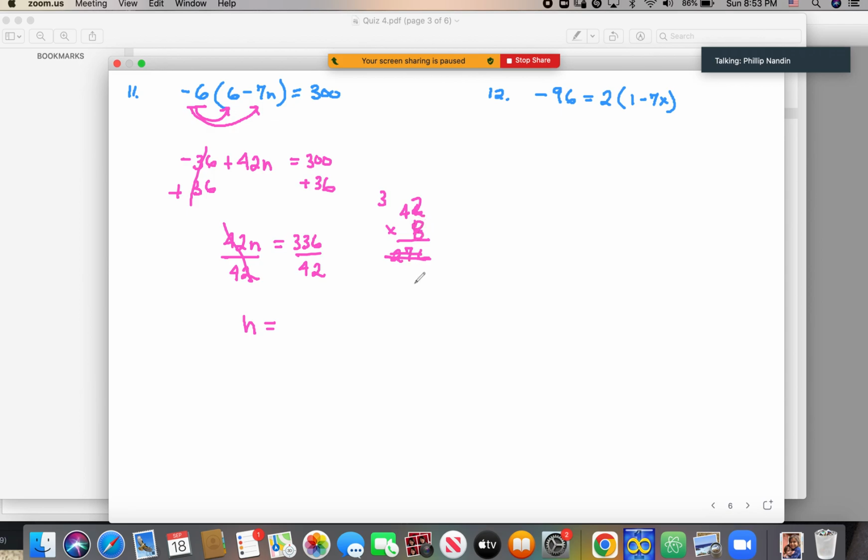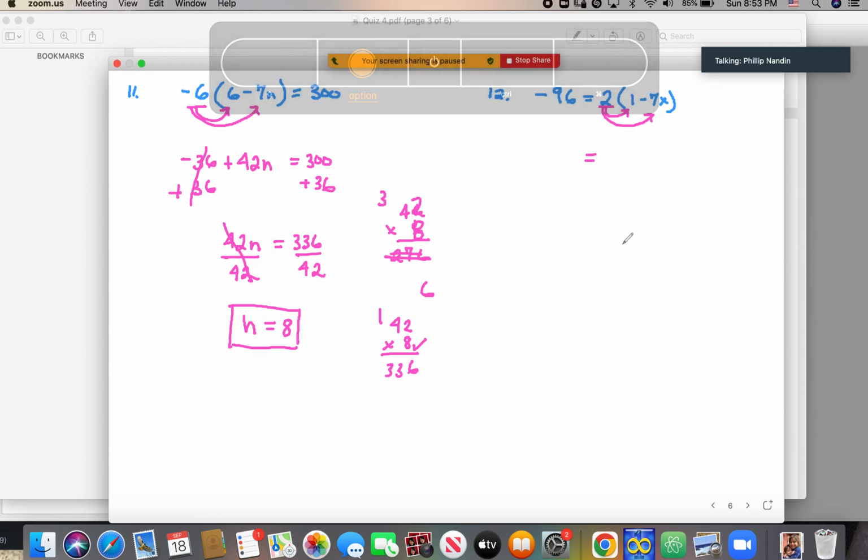8 might be good. 8, 16, so 42 times 8. Let's see, I want to see if 8 42s fit and make up the 336. So this is 16, 24, 32, plus 1 is 336. And there's 8 42s that make up 336.